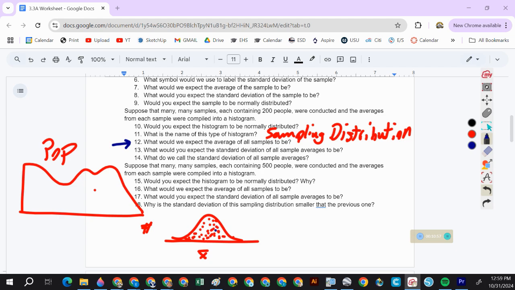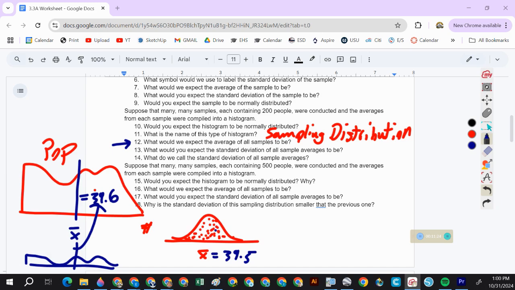What would we expect the average of all samples to be? 39 point, was it 5? 6. Okay, so the average here is 39.6. If I take a sample, the average of the sample is probably going to be close to 39.6. If we create the sampling distribution, the average of the sampling distribution is probably going to be about 39.6.